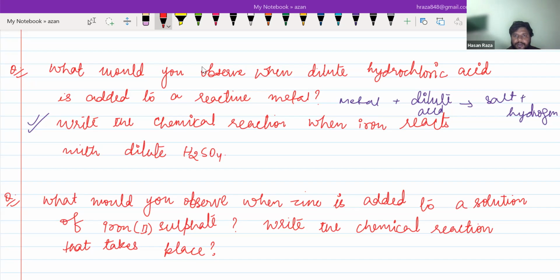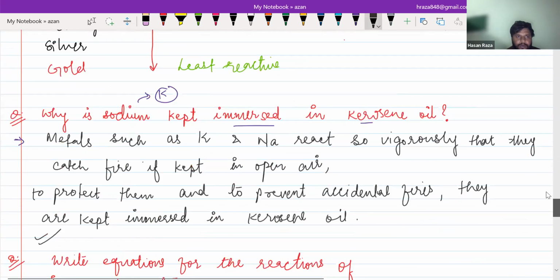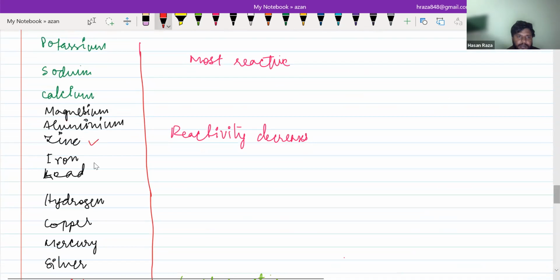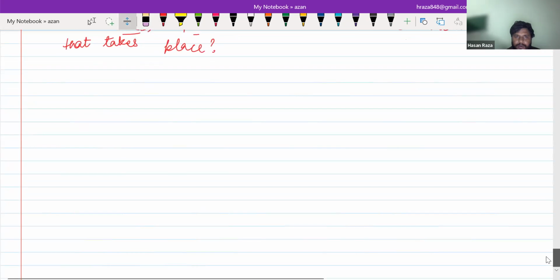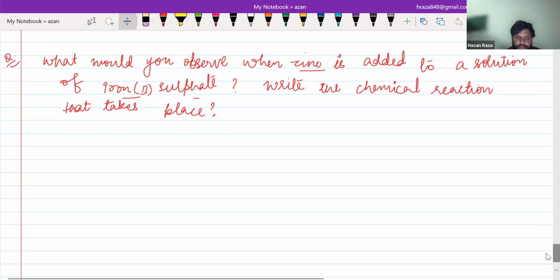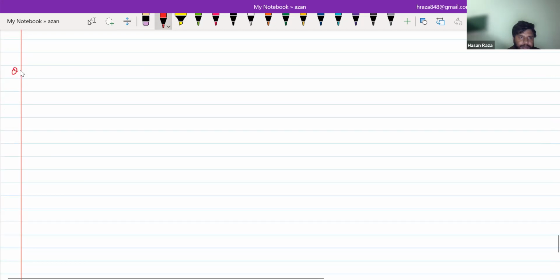So basically what we observe is there will be a displacement reaction when zinc is added to iron sulfate. So you have to see whether zinc is more reactive than iron or not. You can see zinc is here and iron is below zinc. So zinc will easily replace iron and the color will also change because the salt of zinc will be formed. Are you done with this? Yes, sir.